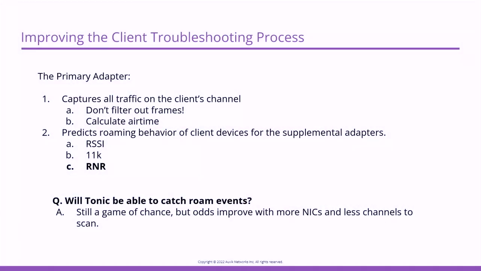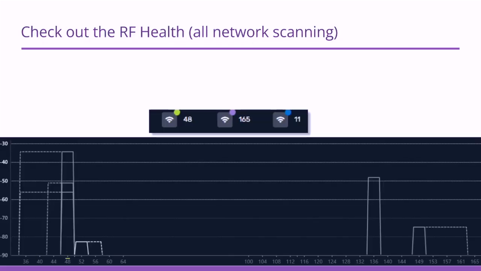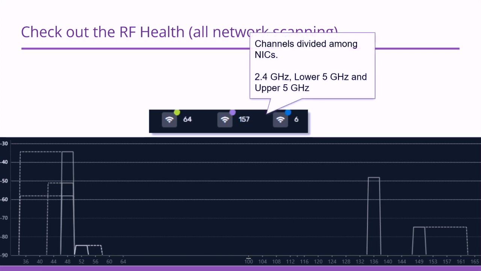So a question that I get: will Tonic be able to catch roam events? The answer is, it's still a game of chance, but we can improve our odds. Some of the ways we can improve our odds are reducing the channels and scanning 11K neighbors. Okay, so this is how this works.